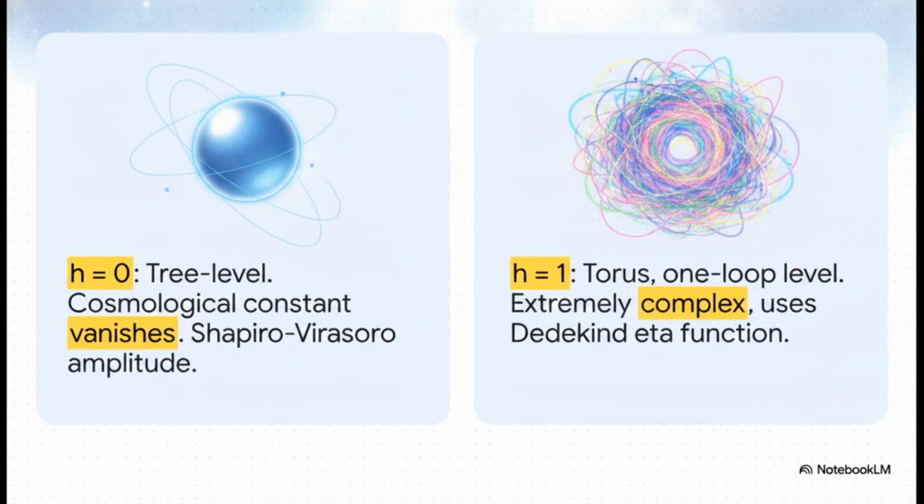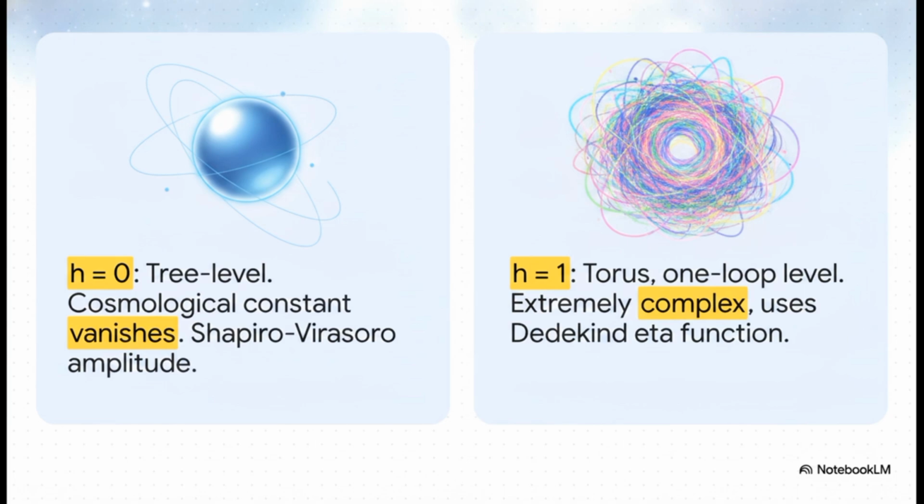The perturbative series in this math is expressed as a discrete sum over possible topologies. These are indexed by a genus, represented by the letter H. Let's compare the first 2, and you'll see a massive physical jump in the shape. At H equals 0, we have the base tree level. This is essentially a simple sphere. Down here, the cosmological constant vanishes, and the 4-point function for the scattering of 4 tachyons yields the Shapiro-Virasoro amplitude. Honestly, it's relatively well behaved.